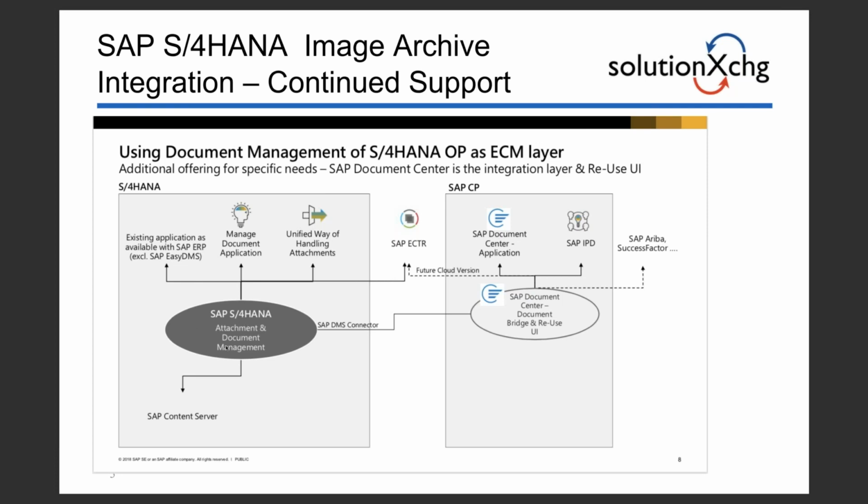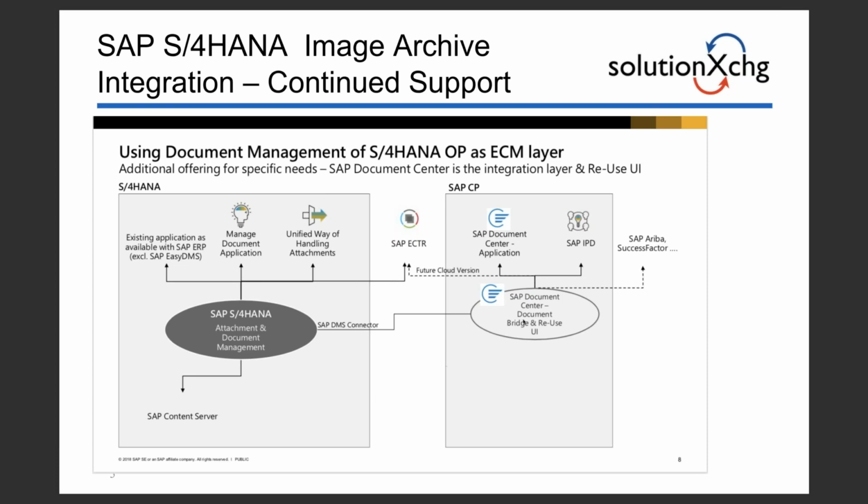But all of them in an S/4HANA environment rely on the attachment and document management functionality that is built into S/4HANA, which in itself connects to ArchiveLink content servers, for example, an SAP content server. Now, the SAP content server down here could be replaced by any other content server that is available on the market. This could be a KGS content server, which is a product we most often work with. It could be an OpenText content server. It could be any of those content server products that are specifically enabled for SAP ArchiveLink.